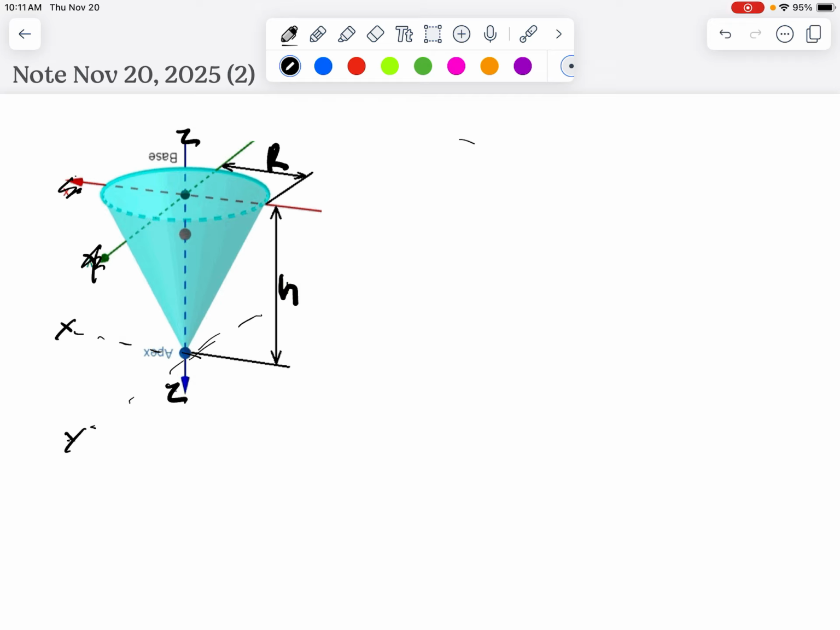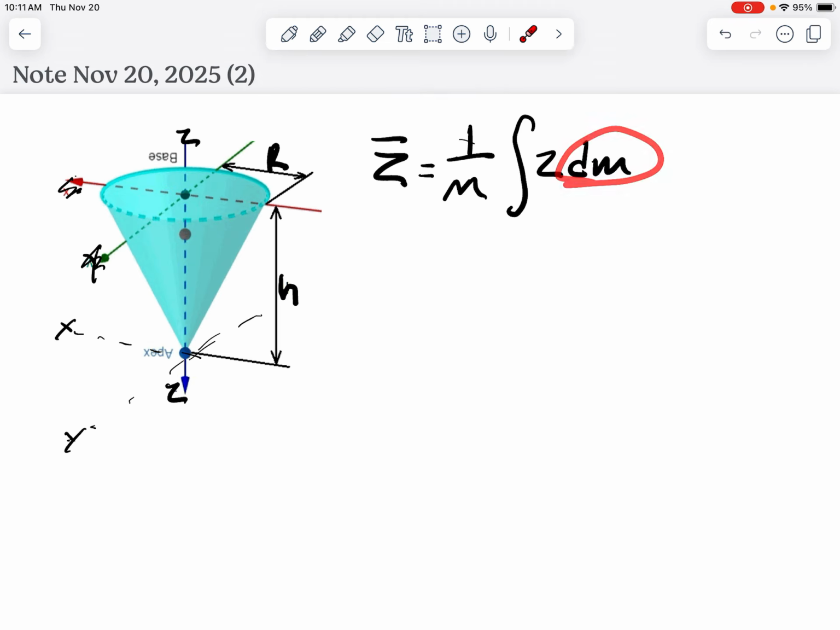As the cone progresses up the Z axis, it becomes wider, so there's more mass the higher up it goes. So it's only the Z that we need to find. And so 1 over the whole mass, integral of Z dm. We have to add up every little atom, right? That's what this says. We've got to add up every little piece of mass and its Z position.